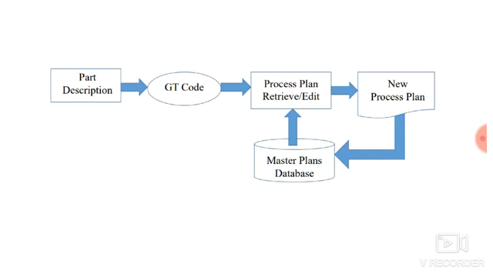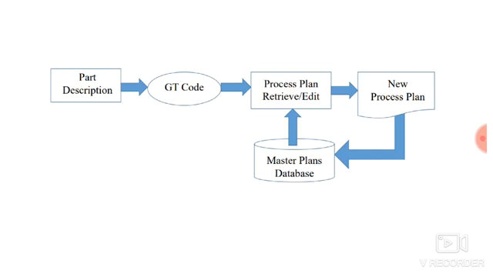This diagram shows the architecture of retrieval type of process planning. So the part description will be there. Part description is nothing but its geometrical parameters and its manufacturing parameters. On the basis of its geometrical and manufacturing parameters, you will generate a group technology code, and that you will enter inside the system. So that system will consist of various process plans.